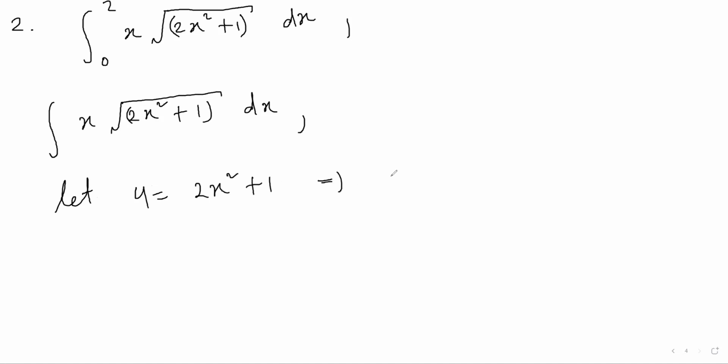And when we do that, we go ahead and differentiate this u with respect to x, and let's see what we get. We said let u be that, so let's differentiate that. The derivative of 2x squared is going to be 4x, plus the derivative of 1, which is 0. So du dx is equal to 4x.